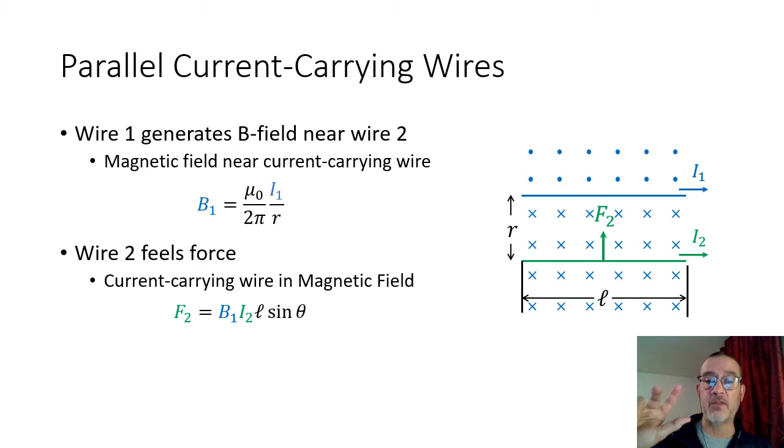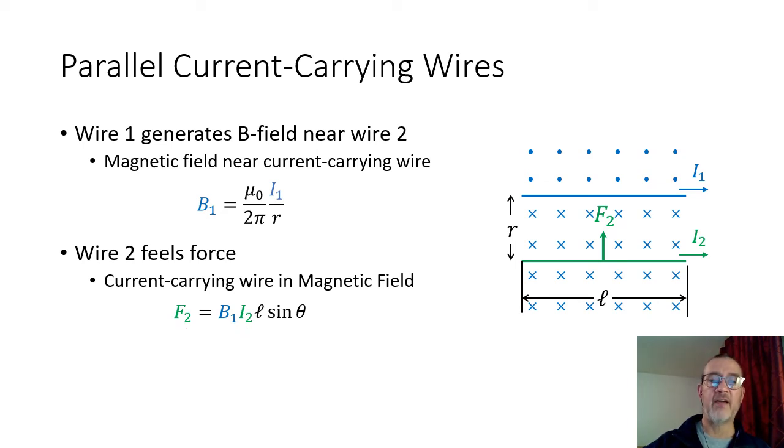Now, if we take a look again at the right-hand rule, what we've got is a current moving to the right, a magnetic field pointing away from you into the page, and that would result in a force in the upwards direction. So wire 2 is going to feel a force in the upwards direction towards wire 1. And the force on wire 2 is going to be the magnetic field strength generated by wire 1 times the current in wire 2 times the length of the wire times sine theta. And theta, again, is between the wire and the magnetic field. Those are perpendicular in this case. So F2 is B1 I2 times L sine theta.